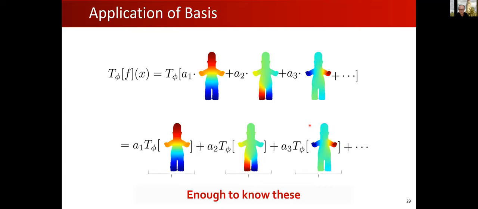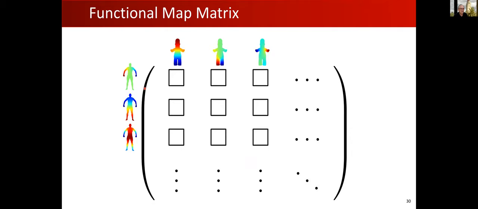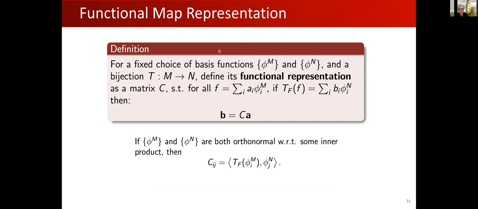So basically, we have to fill in this matrix. If we take a function on the human, we want to know what is the coefficient of that after transfer, given this eigenfunction on Homer. So formally now, each of our functions, A and B, say, one on M, one on N, are given by a vector of coefficients on the functional basis, and we're looking for an unknown matrix C that takes this vector to this, and this is a classic linear algebra formulation.